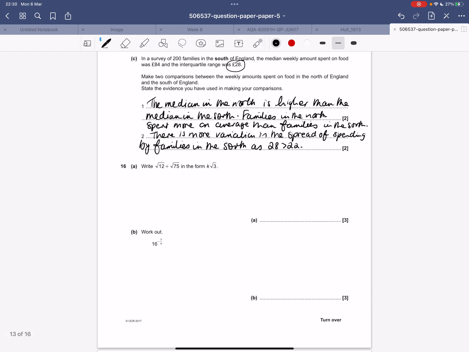Okay, number 16, write root 12 plus root 75 in the form k root 3. So 12 is 4 times 3, so root 12 is root 4 times root 3, which is 2 root 3. 75 is 25 times 3, so the square root of 75 is the square root of 25 times root 3, which is 5 root 3. So our answer is going to be 7 root 3.